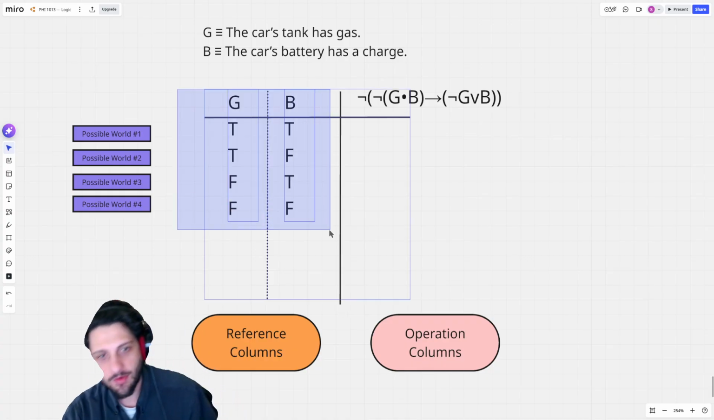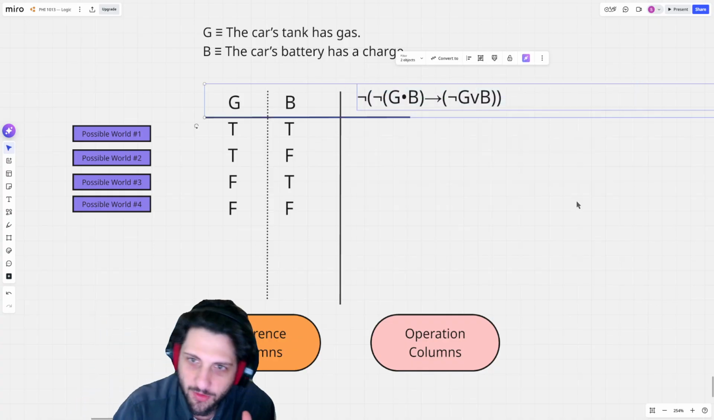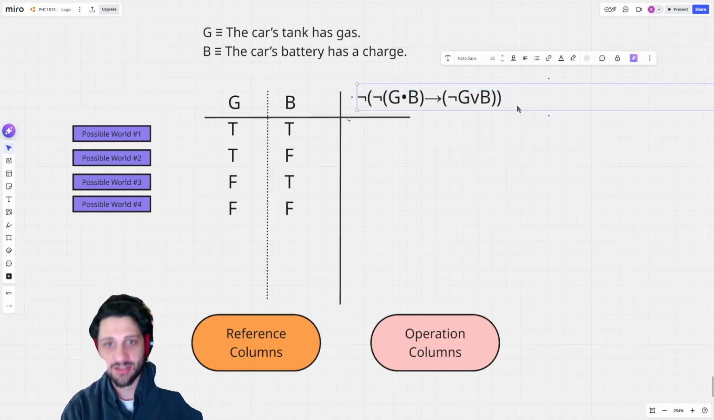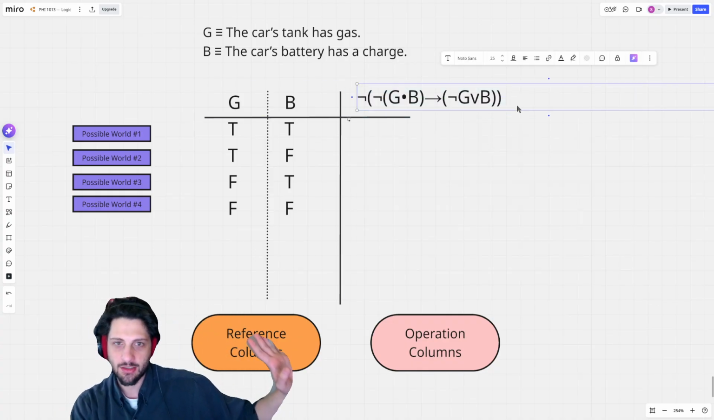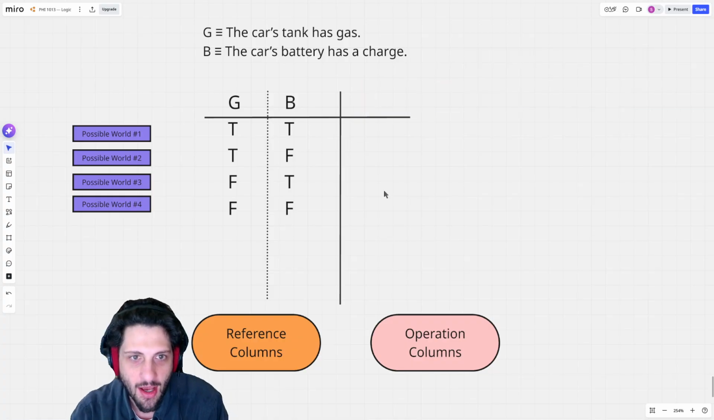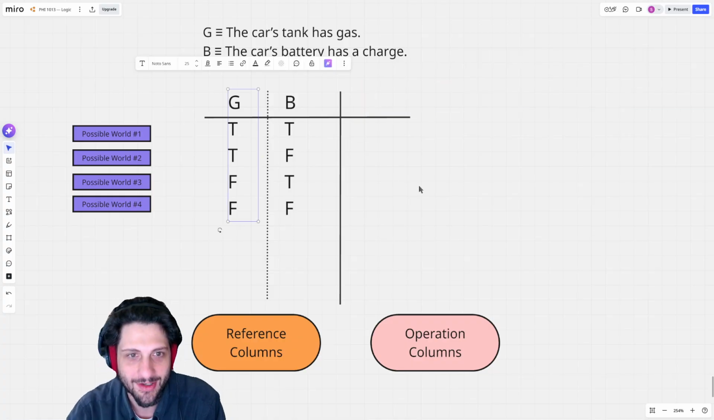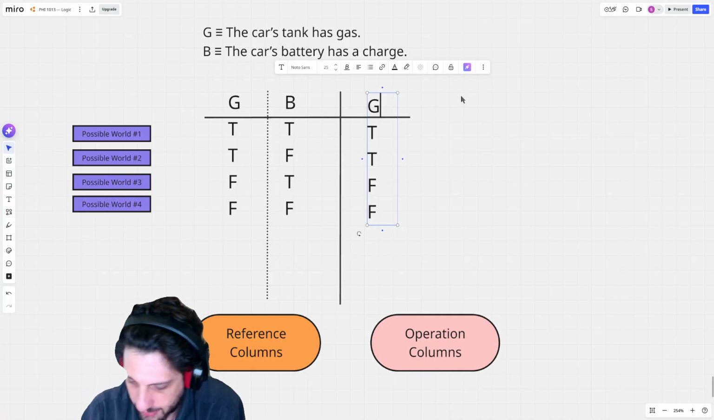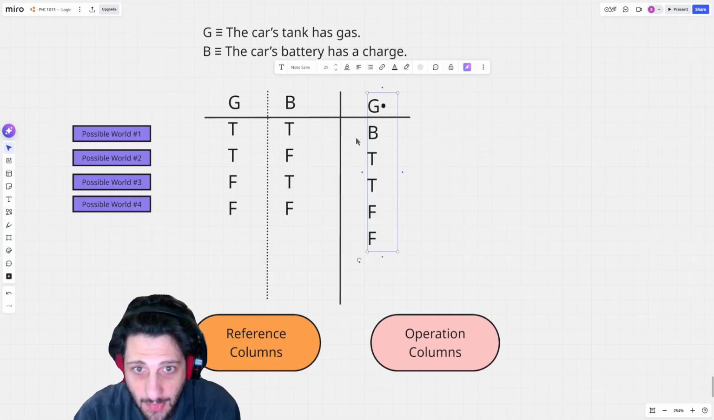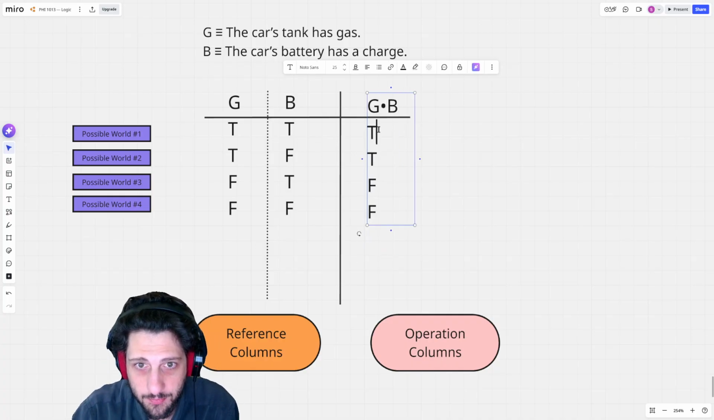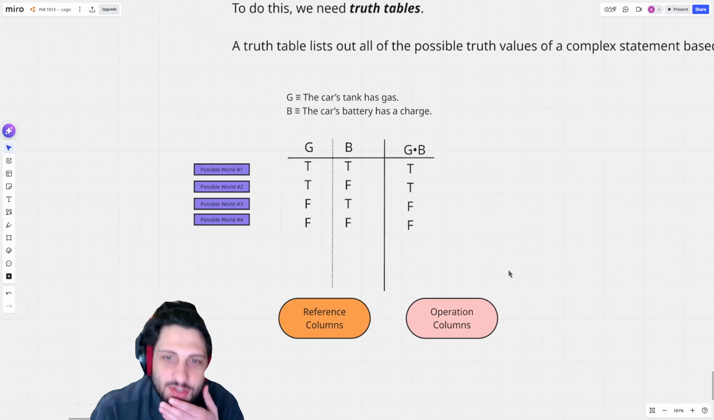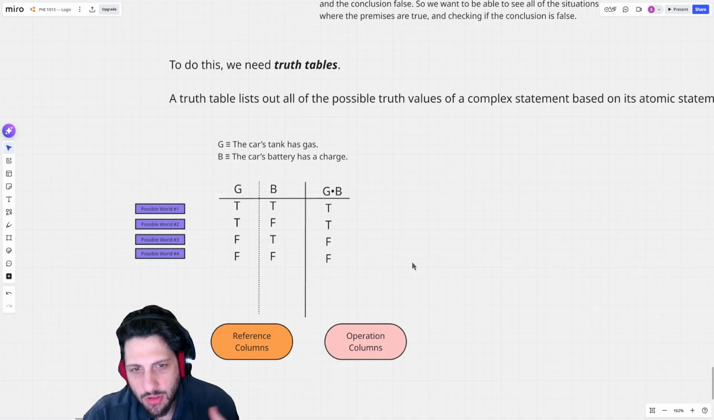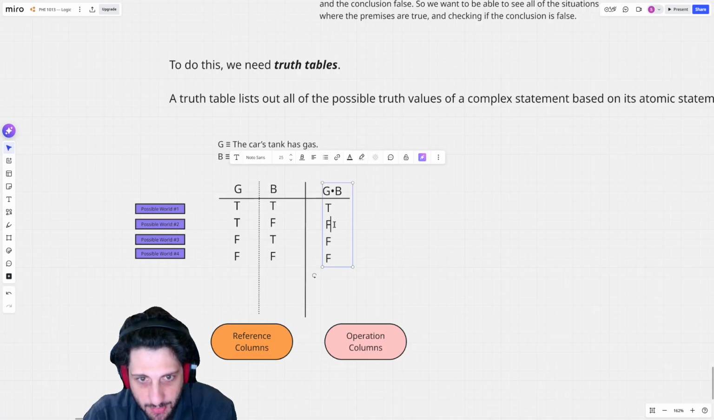We're going to have our reference columns on the left. We're going to try to fill them in on the right. We're going to build up to getting to something this complicated. We're not going to do this right away, so don't worry about that. Let me go ahead and just fix this. Okay, so in order to do this then, this should be false.